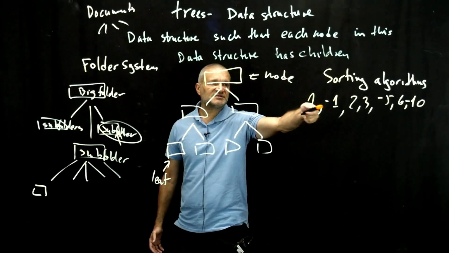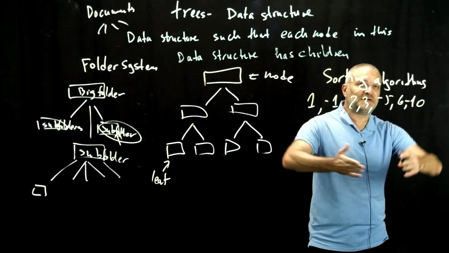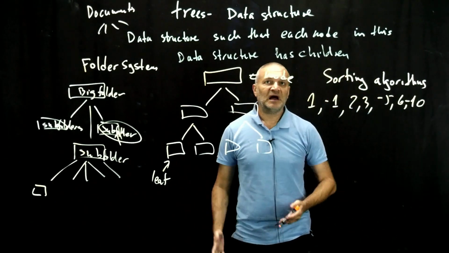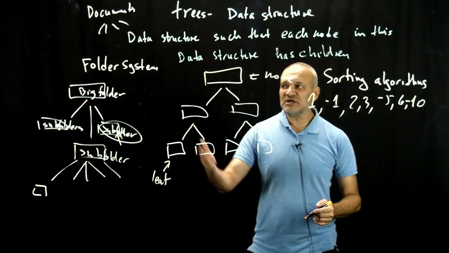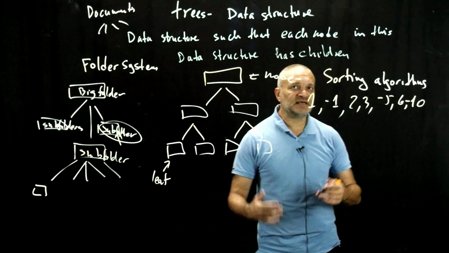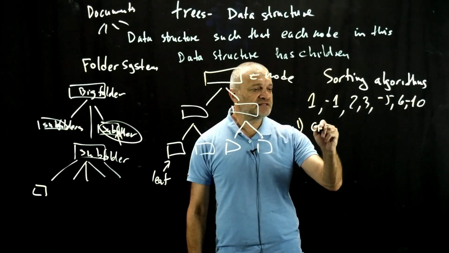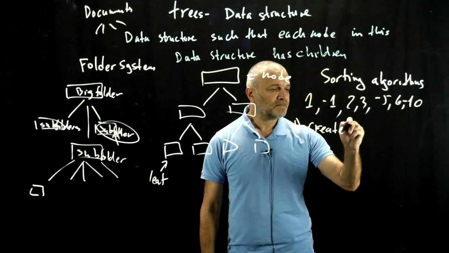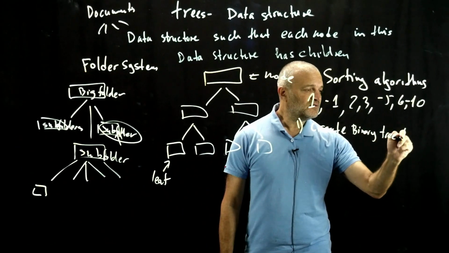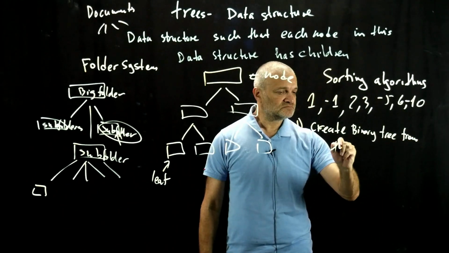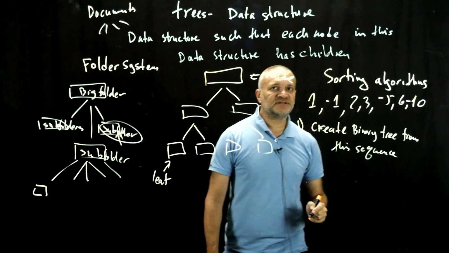Now, if you have something like this, it's actually very easy to sort. You can just inspect it. But let's say you have billions of them. How do you do that? For that, you can actually use a tree structure, and I'm going to show you how to do it. First step, you create a binary tree from this sequence. So how do you do that?